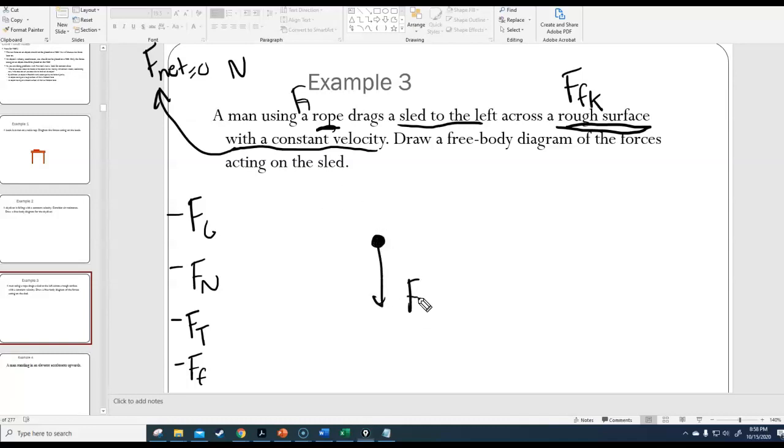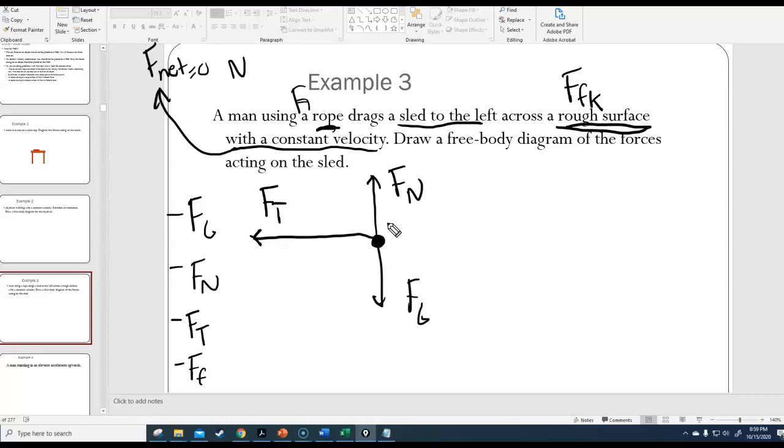Force of gravity going down, normal force going up, same length arrow. Because when I'm looking at these two arrows, I see they're the same length, I'm thinking net force is 0. Now, which way is tension? Well, he's dragging the sled to the left, so I want tension to the left. Now you might say at that point, why is my arrow so long? Doesn't it have to be the same length as the other ones?